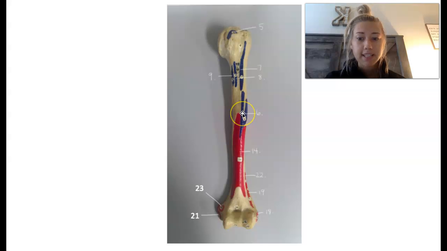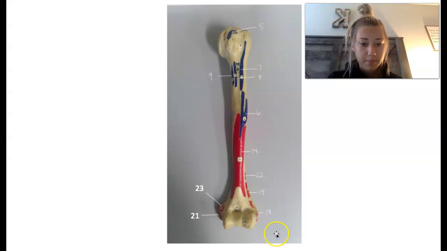Then on number 6, we're going to have the insertion for the deltoid. On number 14, that's the origin for the brachialis. 22 is the origin for the brachioradialis. 19 is the origin for the extensor carpi radialis longus.